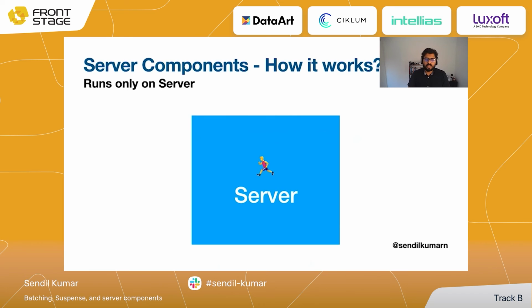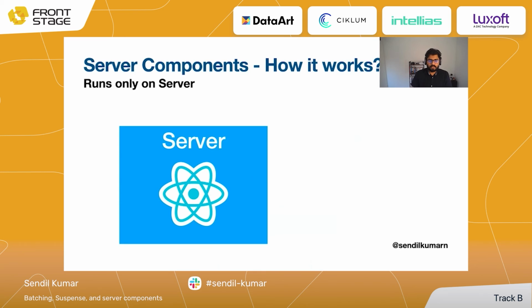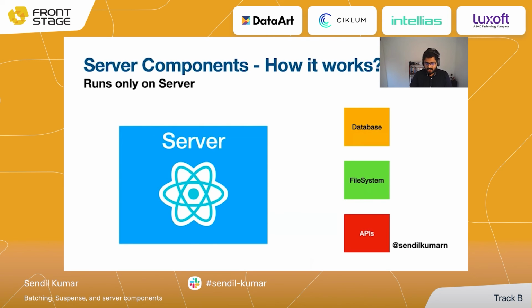So the server-side component runs only on the server. It will not run outside of the server. So let's consider that you have a server here, and you have a server-side component, which is that React symbol over there, and you have a database, file system, and APIs. With server-side components, you can directly access them from your server: the database or the file system or the APIs. You can do the access, build the component, and once you build the component, you can send it to the client. That's how it works.